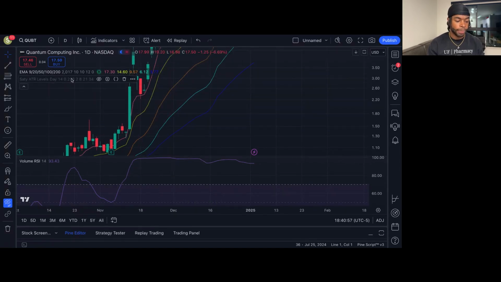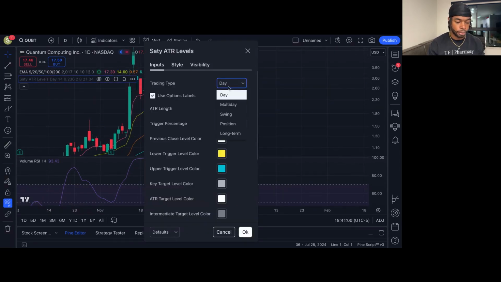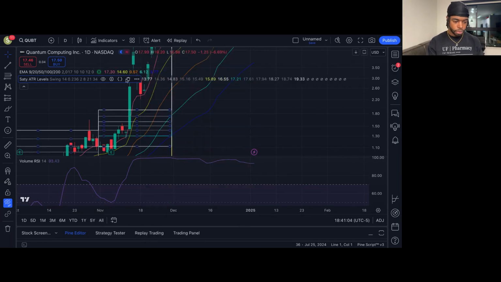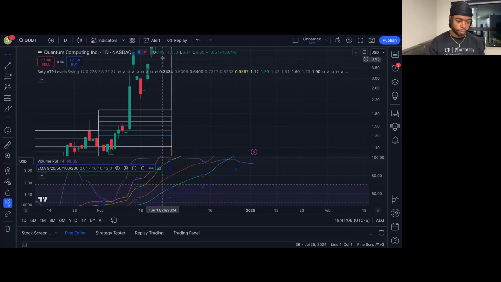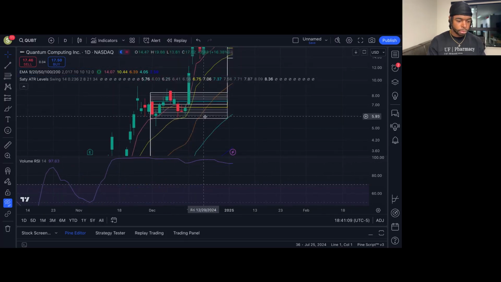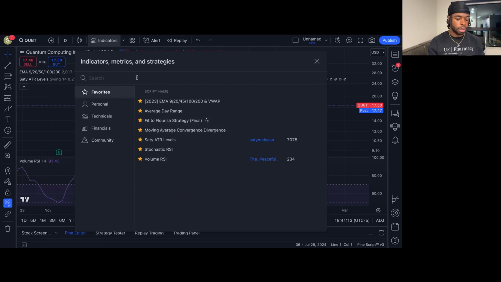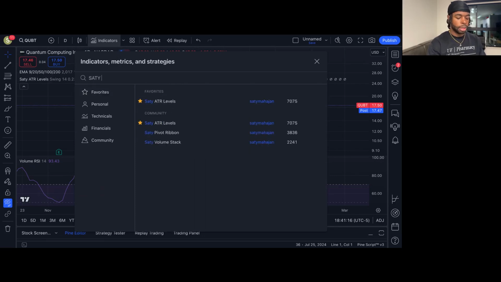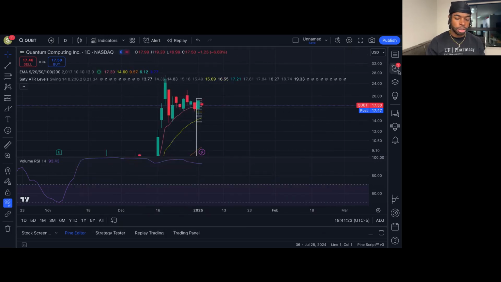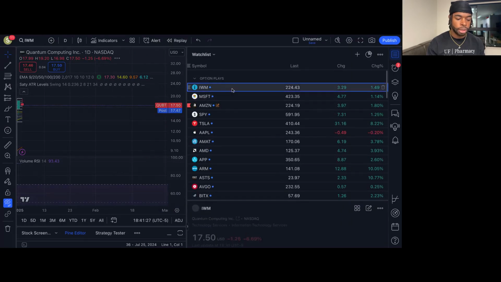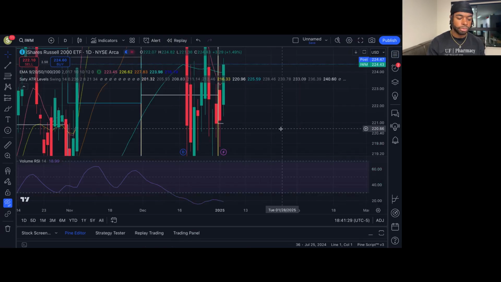Last but not least, I like to use ATRs, average true ranges, okay? So what are average true ranges? So in this case, mine is the SATI ATR, okay? SATI ATR, you click on that, SATI ATR levels by Saudi Mahajan. And it doesn't look too good on this because this QUBT is still pretty new, but let's go to IWM on the daily time frame.